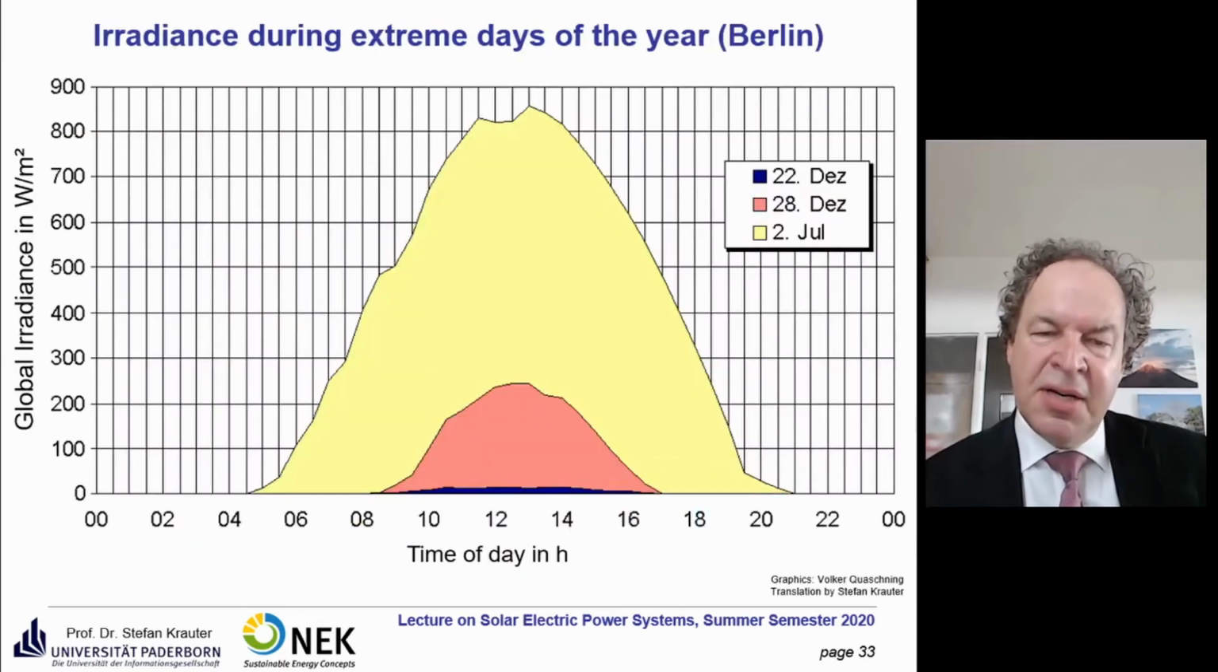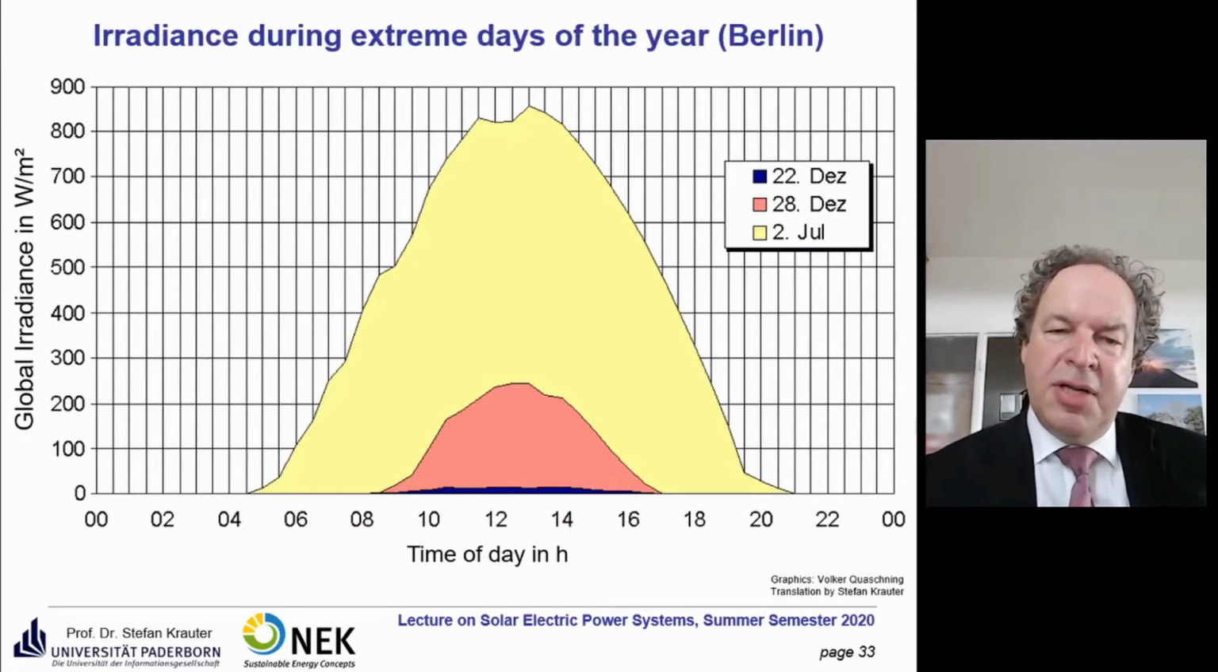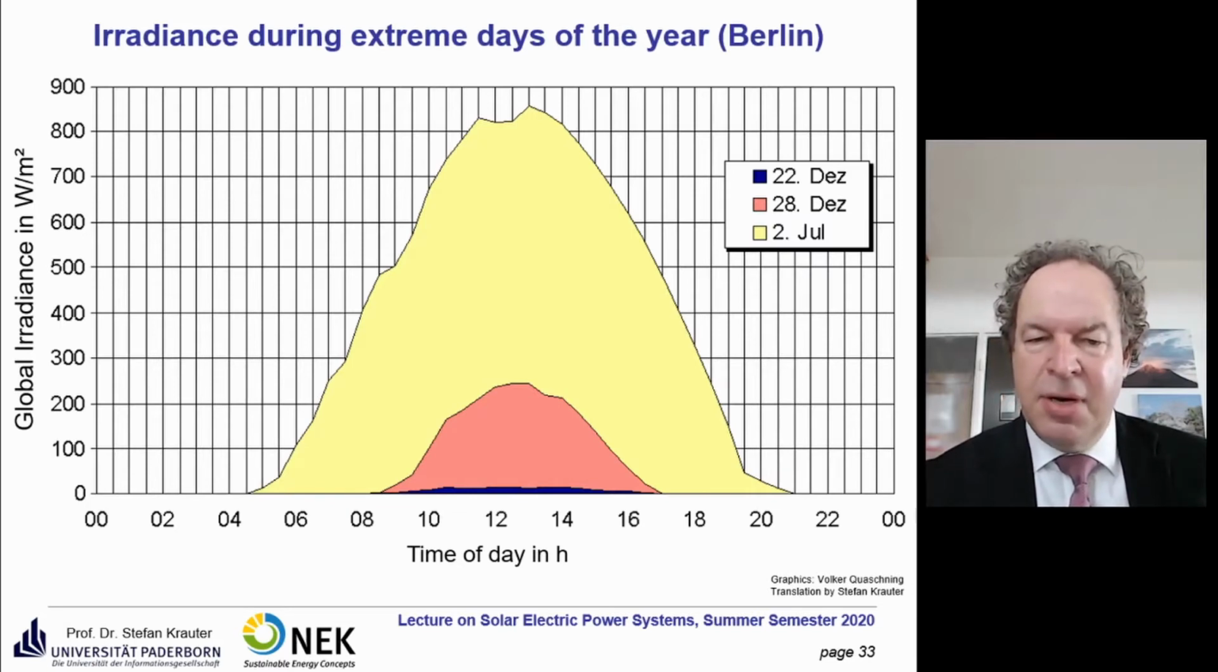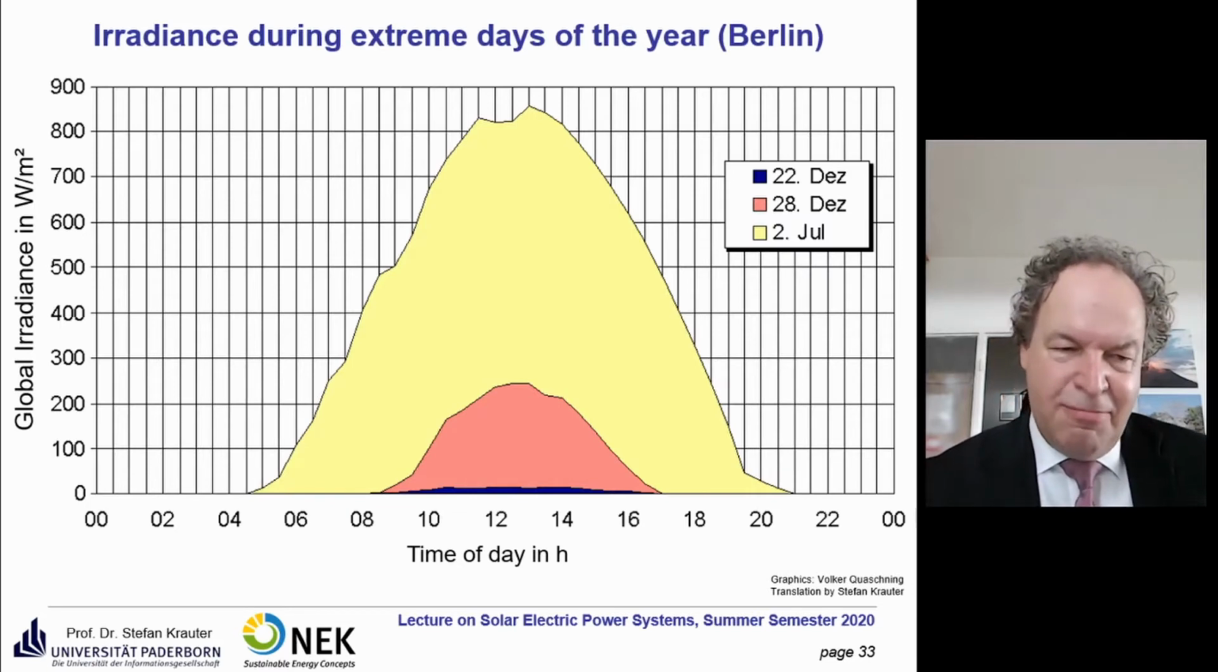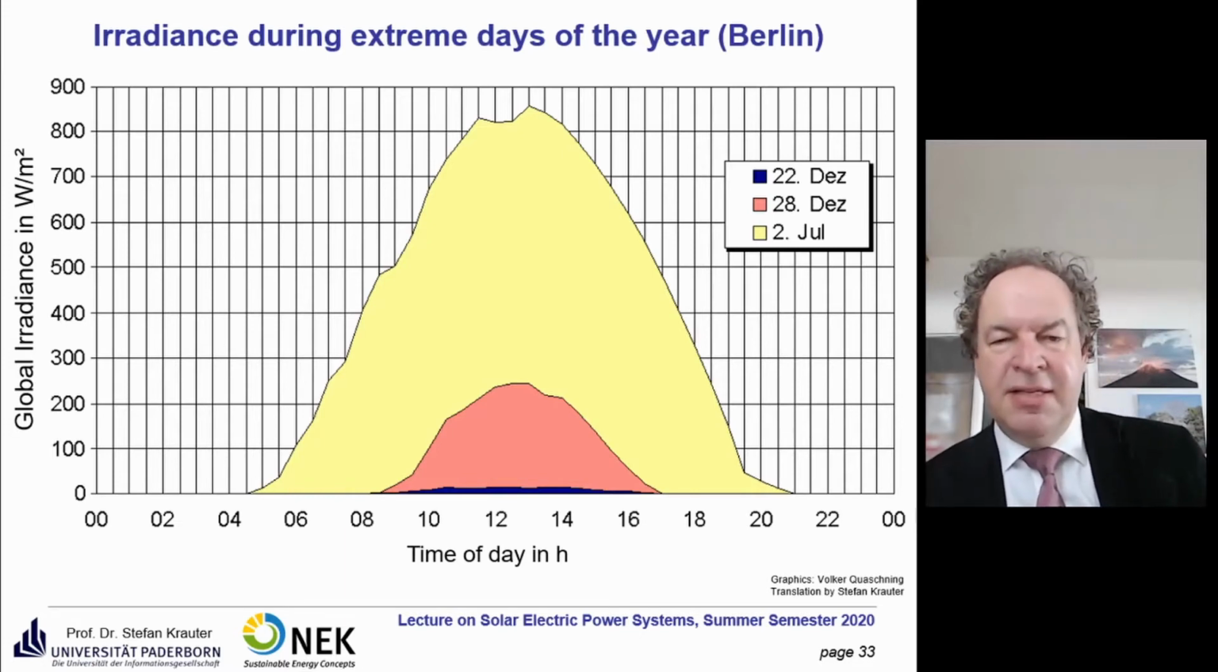This shows the extremes here. The yellow part is our measurements in Berlin on the 2nd of July. You see here not reaching 1000 watt per square meter of irradiance level, but above 800 watt per square meter. And in winter, for a clear day, we are not so bad: we have 250 watt per square meter. But if you have a very bad day in winter, for example when the measurement took place on the 22nd of December, it's very small. It's perhaps 20 to 30 watt per square meter as a maximum.